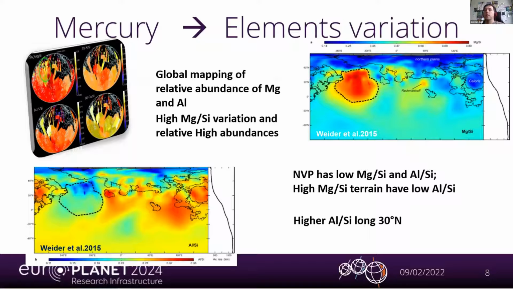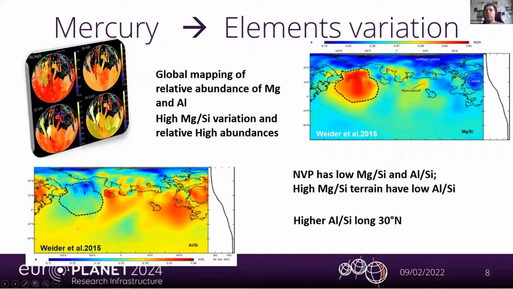And we can clearly see that, for instance, starting from those that permitted from the beginning to have more or less a global coverage, there are variations that in some cases are, we can say, complementary. So if we look at the magnesium silica map, we can clearly see that there is a region that is mainly enriched in magnesium, whereas we have some regions that are mainly depleted in magnesium, like the northern plains and the Caloris Basin.